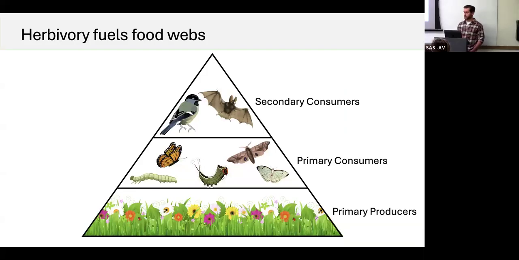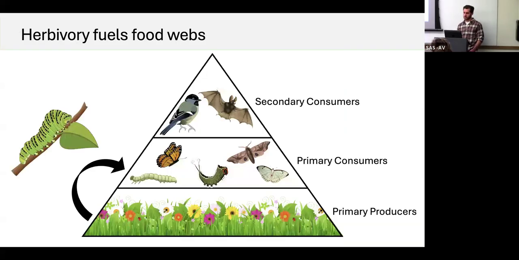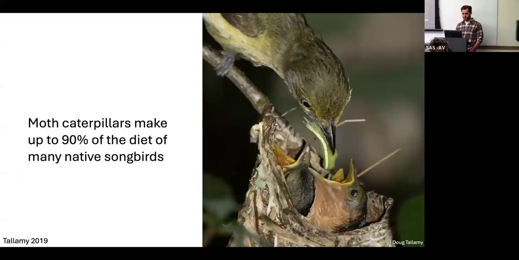The action of herbivores like butterflies and moths and other insects brings that plant energy from the base of our food web and transfers it up to our consumers like our birds and our bats and other organisms. So this is a really, really important ecosystem function. And those moth caterpillars are feeding a lot of animals out there. Among them are many of our songbirds.